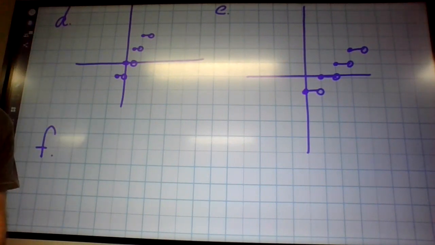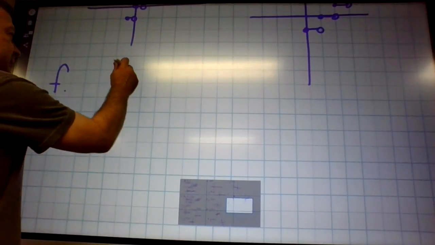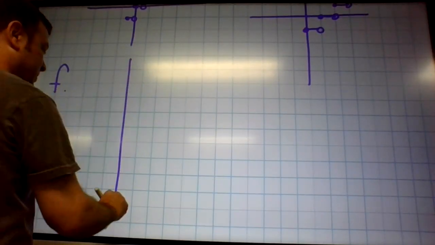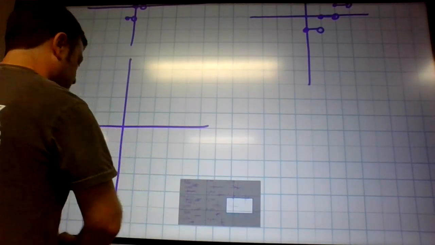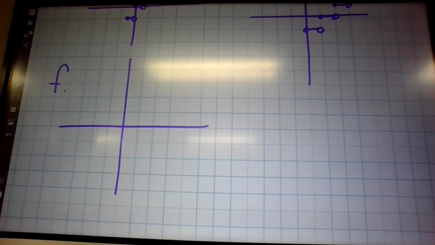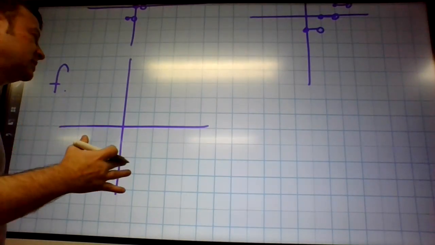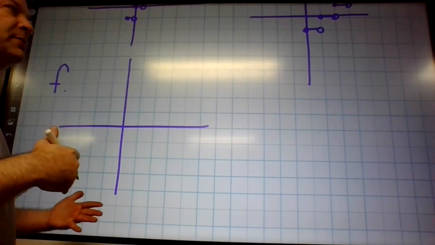Alright, F. It's a double whammy. Times 2 plus 1, neither of which is directly on the x. What happens when we multiply the function by 2 and add 1? Okay, what's the times 2 do? Makes it taller. Twice as tall. And kind of think of it like order of operations. You multiply by 2 first.